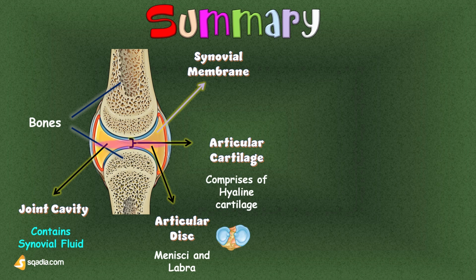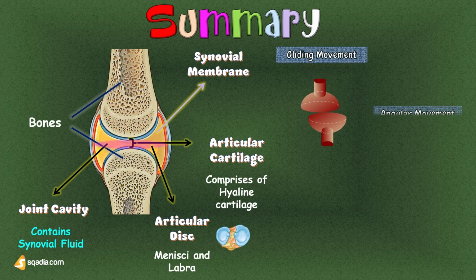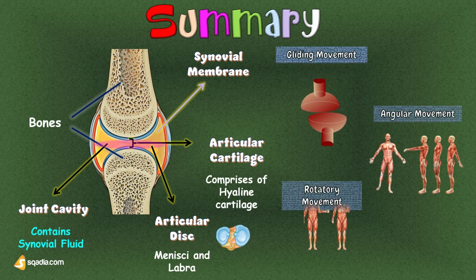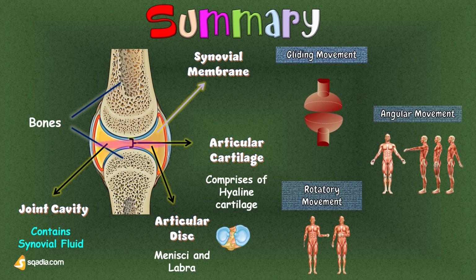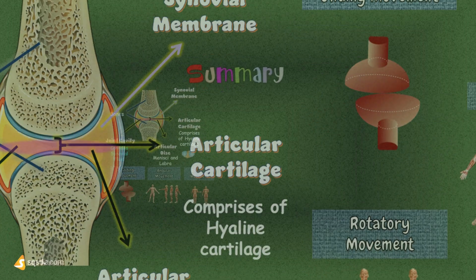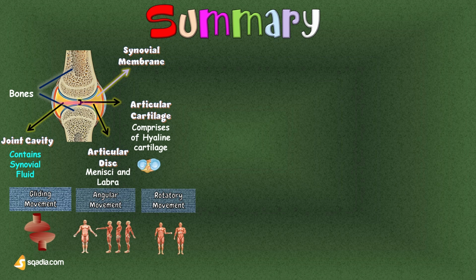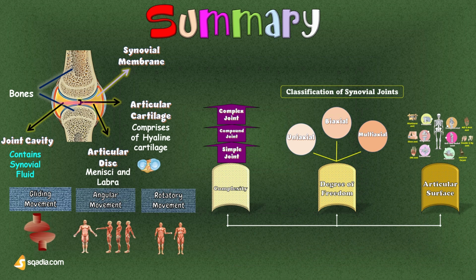One of the key benefits of synovial joints is their flexibility and mobility. They allow three types of movements: gliding, angular, and rotatory. This allows individuals to perform a wide range of movements, including reaching, twisting, bending, and other complex motions. These joints are further classified on the basis of their complexity, degree of freedom of movement, and shape of the articulating surfaces.